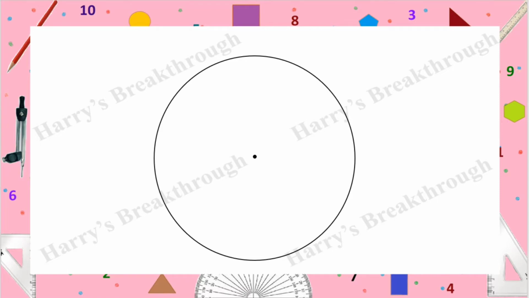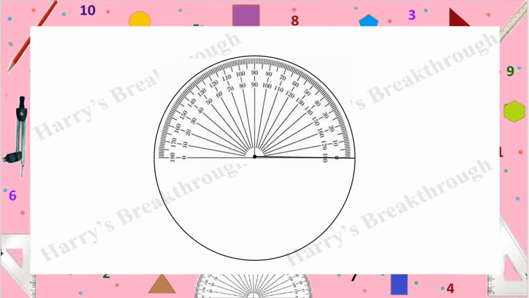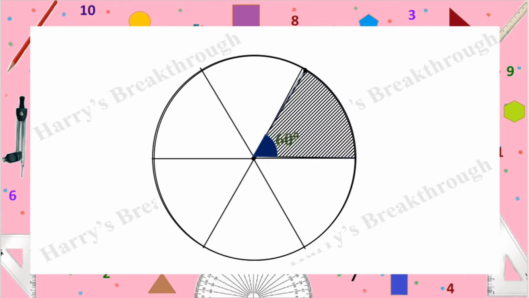For that, first draw a circle using a compass. Then draw one radius. Now you have to place your protractor at the center point. Then measure from the right side up to 60 degrees. So you will get a point here. Now join this. So you got one part of 6 equal parts. Here I am drawing only one portion. We know that this is one part of 6 equal parts.